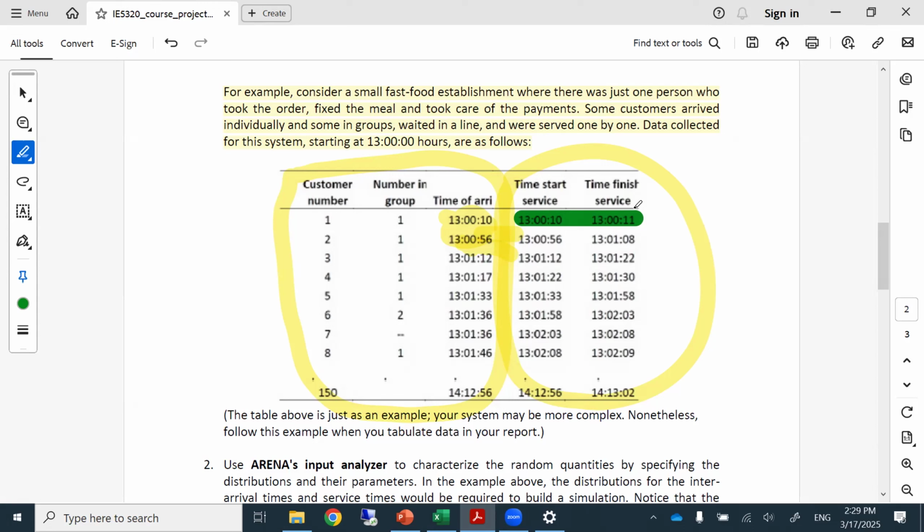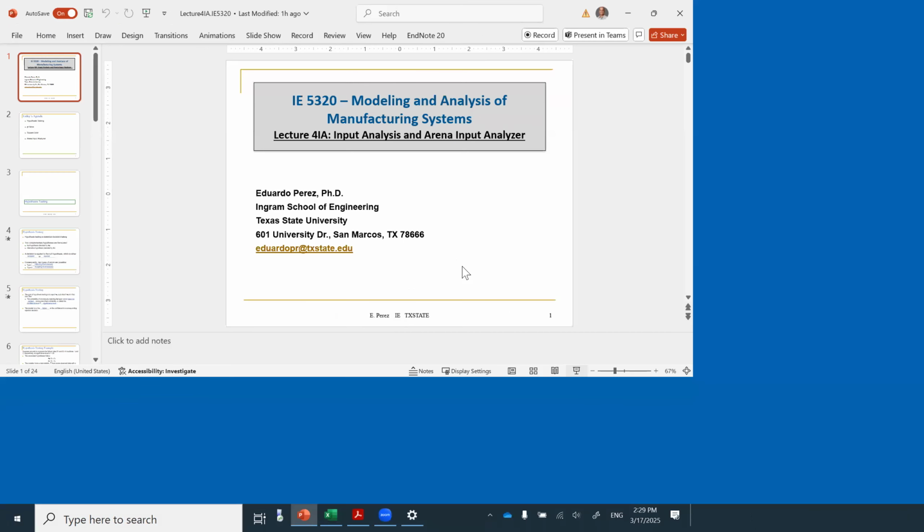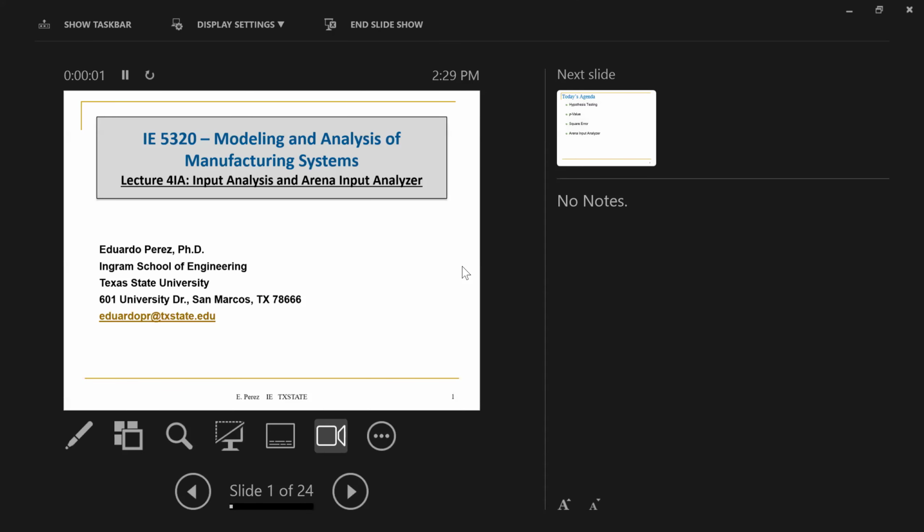Good. So let's talk about the input analyzer now. Again, these slides are posted on the module for today. It's actually a tool that is very simple to use. It is part of the Arena software. When you go to the Arena software folder and open it, you'll see there's the simulation software, but there are other software packages as part of the folder. One of them is the input analyzer.